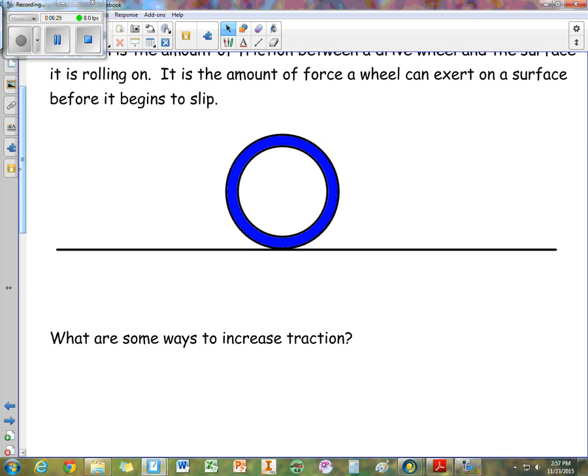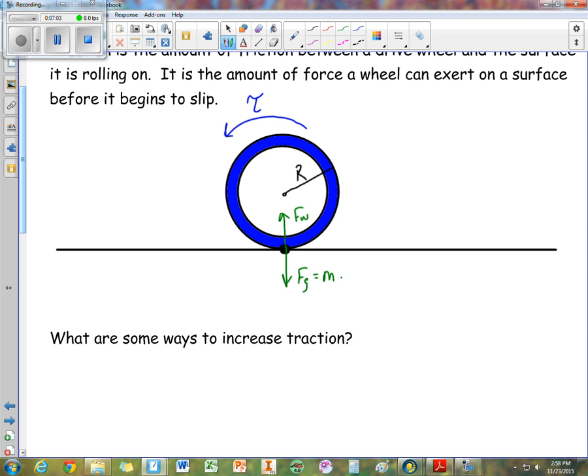So here's what we have. We've got a wheel, and we have a motor attached to it, so we have a certain amount of torque acting on it. This wheel has a radius, and what we want to look at is this point right down here, right where it meets the surface. Some forces we have: a normal force, and a gravitational force.